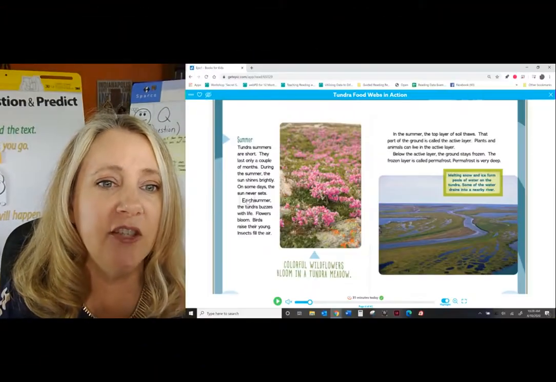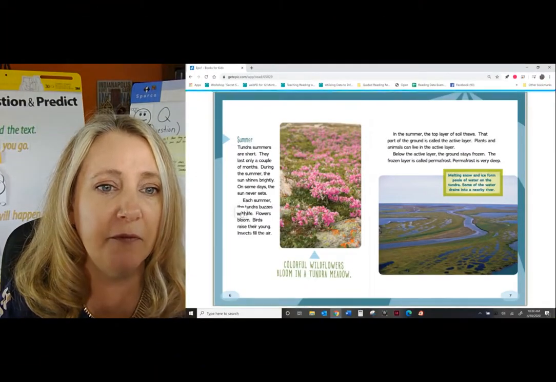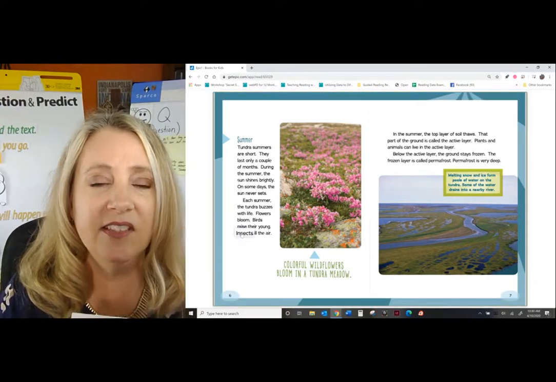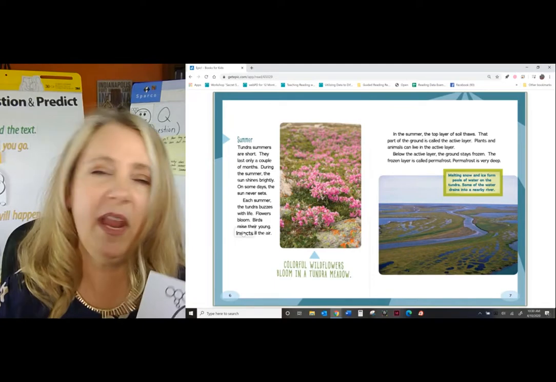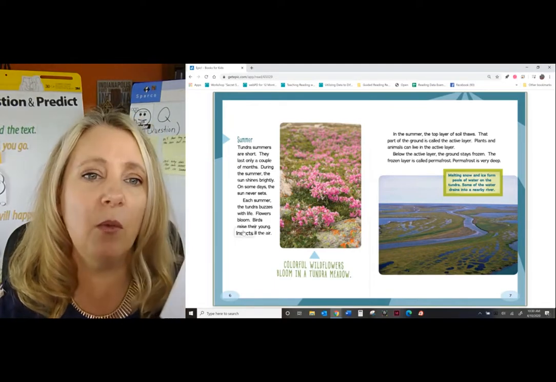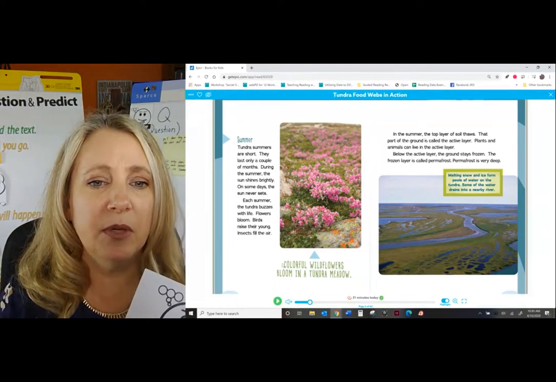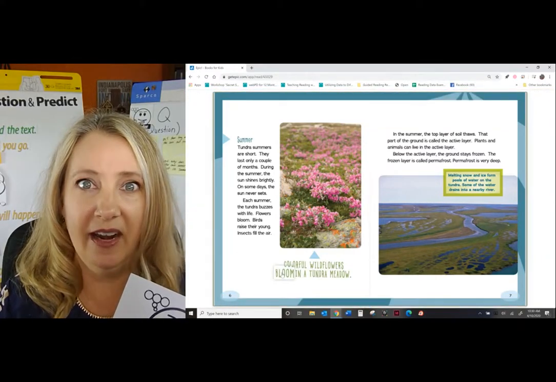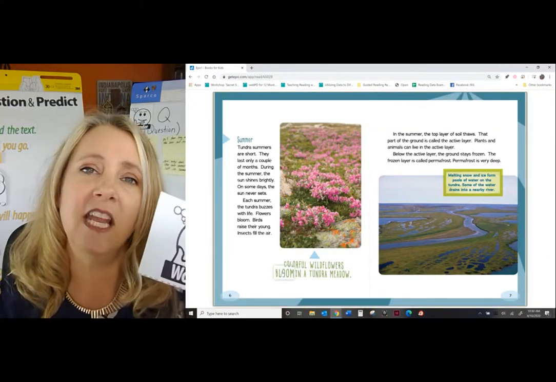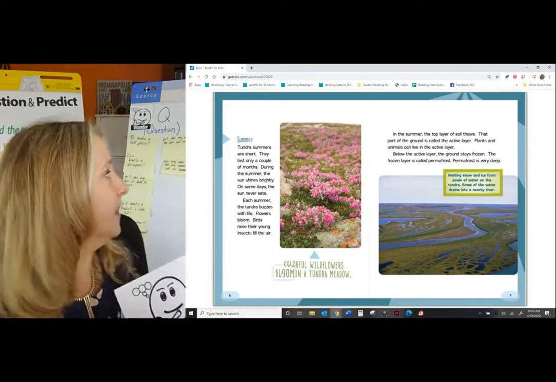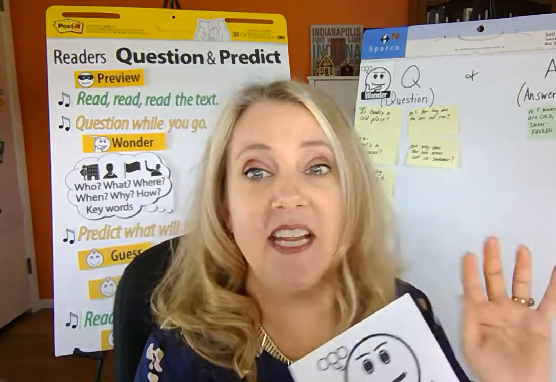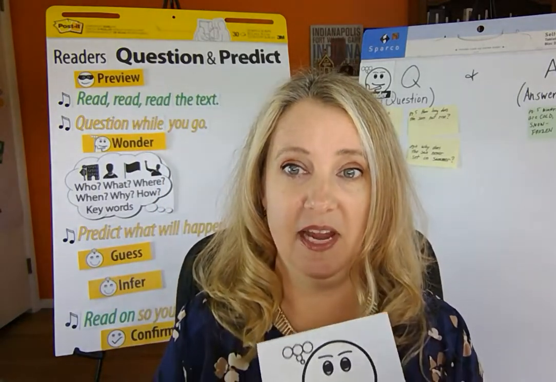Now let's keep reading. Each summer, the tundra buzzes with life. Flowers bloom, birds raise their young, insects fill the air. Okay, no real wonderings. It sounds like what I'm used to with summer. Colorful wildflowers bloom in a tundra meadow. All right, let's keep going. Let's see if we have any questions or if any of our previous questions get answered.